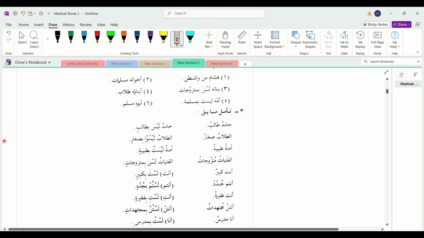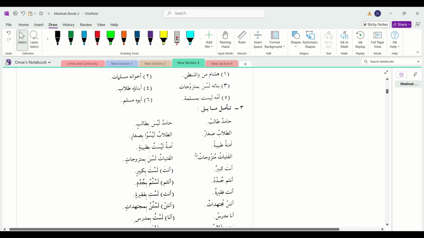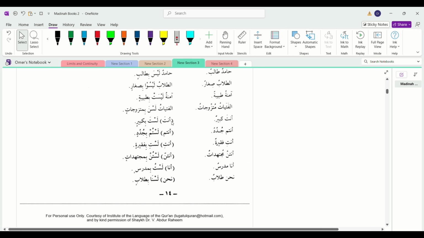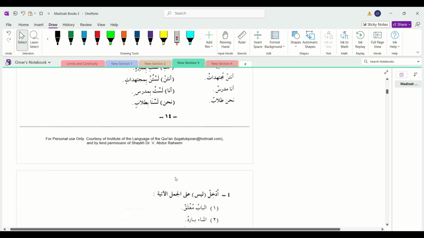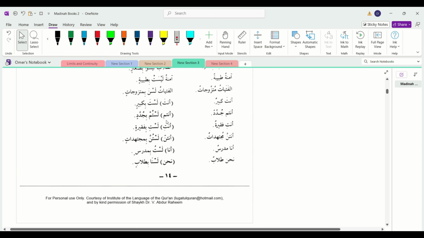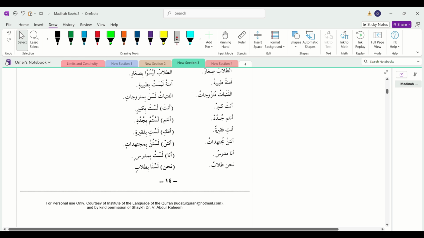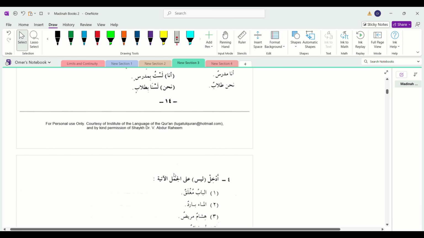تأمل ما يلي. So you have to basically look at the following examples, and it's basically the conjugation. You can say the conjugation chart of the word laysa. So laysa, laysu, laysat, lesna, lesta, lestum, lesti, lestunna, lestu, lesna. And they have given the dhama'ir, or the pronouns, in brackets, to show that you can use it.